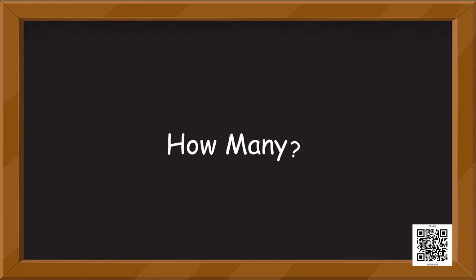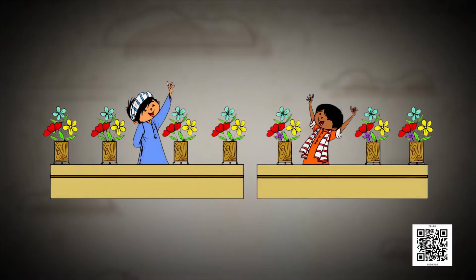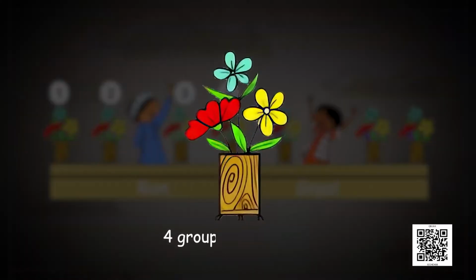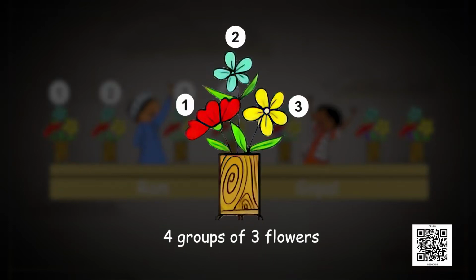Let's get started again. How many? Do you want to know how? For this, I have two of my friends, Ram and Gopal. Now, as you can see in the picture, Ram has some bouquets. Similarly, Gopal also has some bouquets. Let us talk about the bouquets which Ram has. There are 4 bouquets with Ram, 4 groups of 3 flowers. As you can see, if you can count with me, in every bouquet there are 3 flowers.